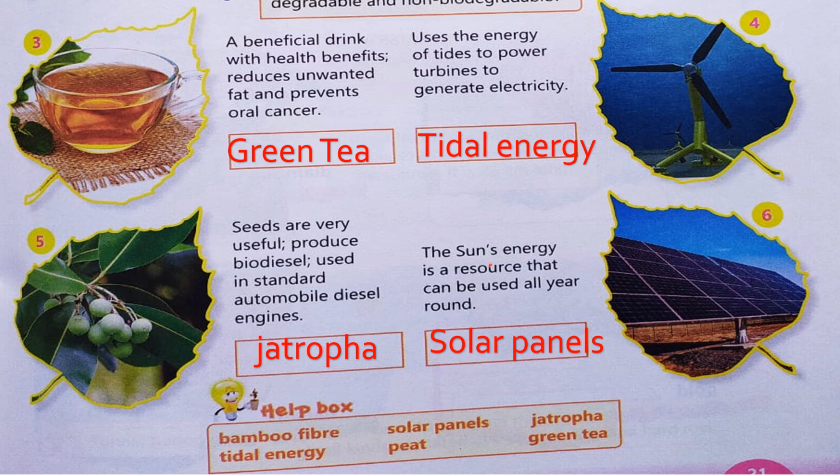The sun's energy is a resource that can be used all year round. So what is shown in the picture? These are called solar panels.